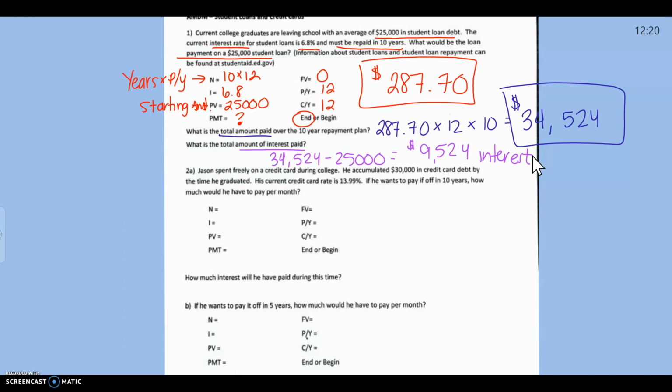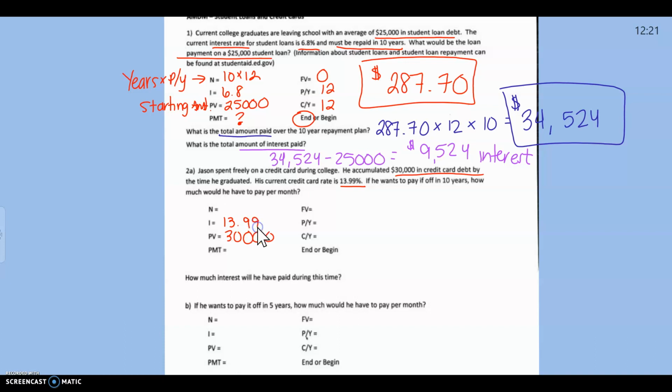Okay? So, last but not least, let's look at number 2 for Jason. I'm going to do this one just so you can kind of see the difference. So it says, Jason spent freely on his credit card during college. He accumulated $30,000 in credit card debt. Well, guess what? That's present value. That's what his debt is. Okay? His current credit card rate is 13.99%.